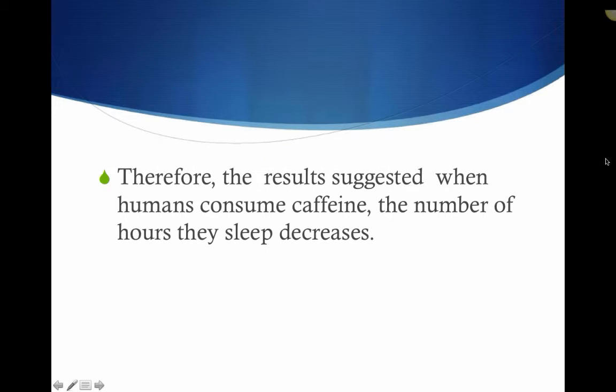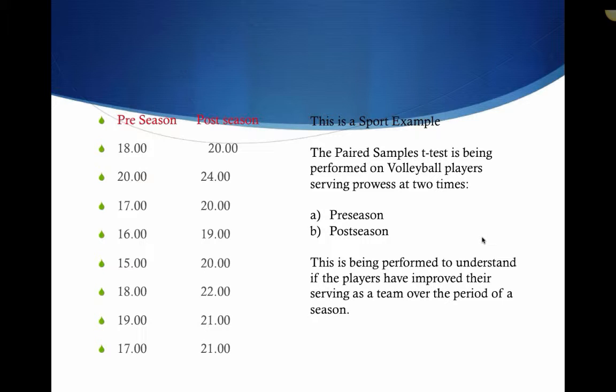Right now, I think I have a whiteboard. This is the actual data for the volleyball output that I'm going to show you. This is data that you would put into SPSS. You put one row being the preseason, one being the postseason. This test is run on 25 volleyball serves that were performed prior to the season and after the season. What we're doing is looking to see if there was an increase in their serving prowess by the end of the season.